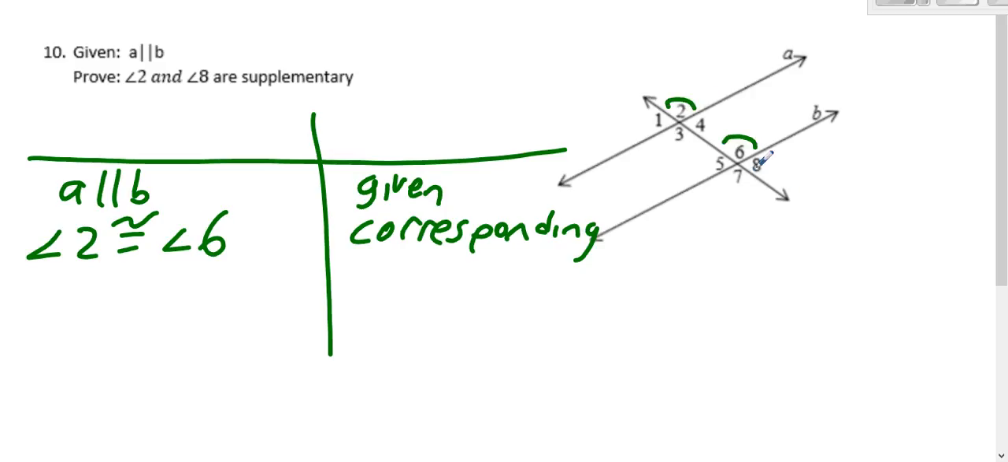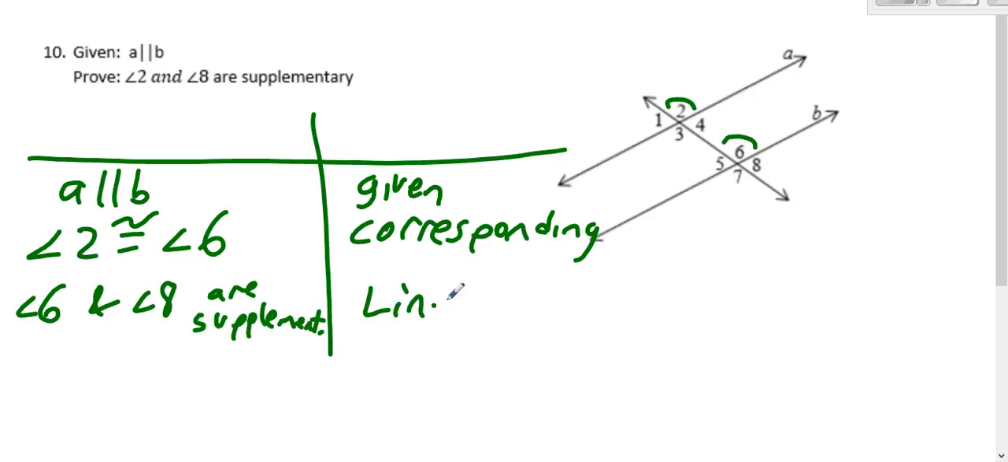Now we're trying to tie that to 8. Now that we've tied 2 to 6, can we tie 6 to 8? Angle 6 and angle 8 are a linear pair, which means they're supplementary, because they are a linear pair.